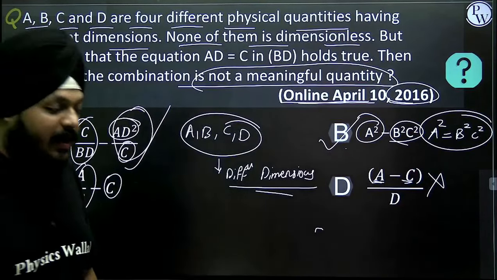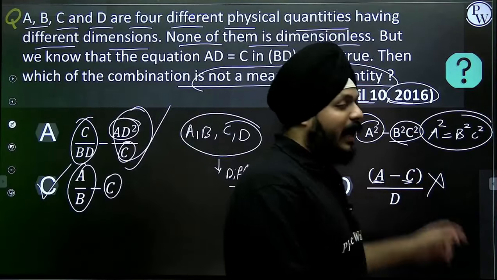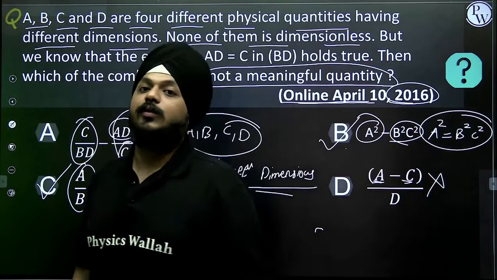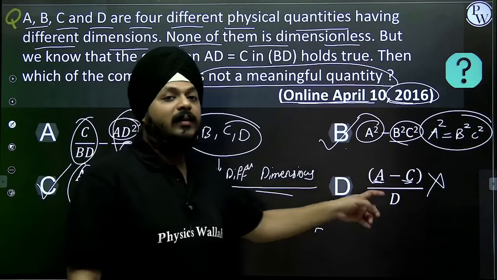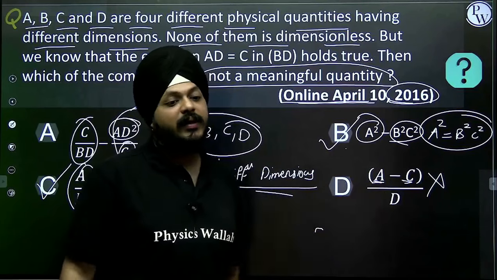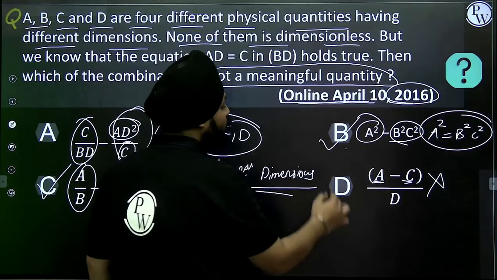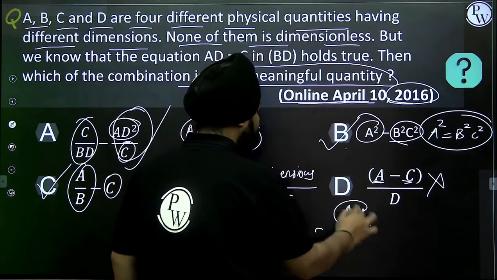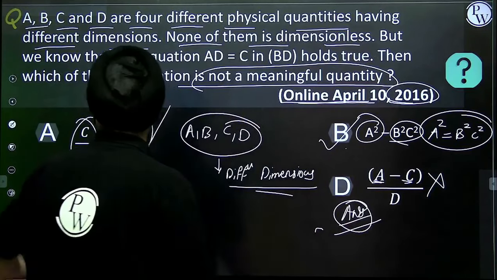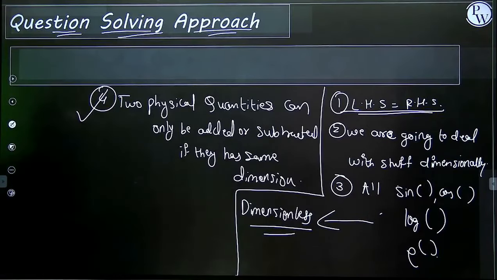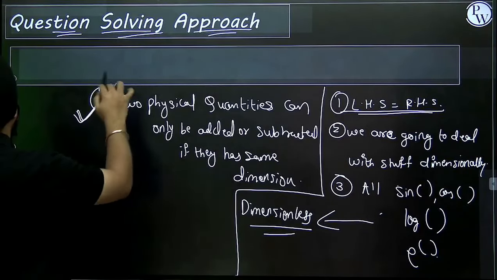If A and C have different dimensions, then how can they be subtracted? That's not good, this is violating the rules, right? So this is not meaningful, and D is the perfect answer for this specific question. Right? Okay. The fourth point, using this fourth point.